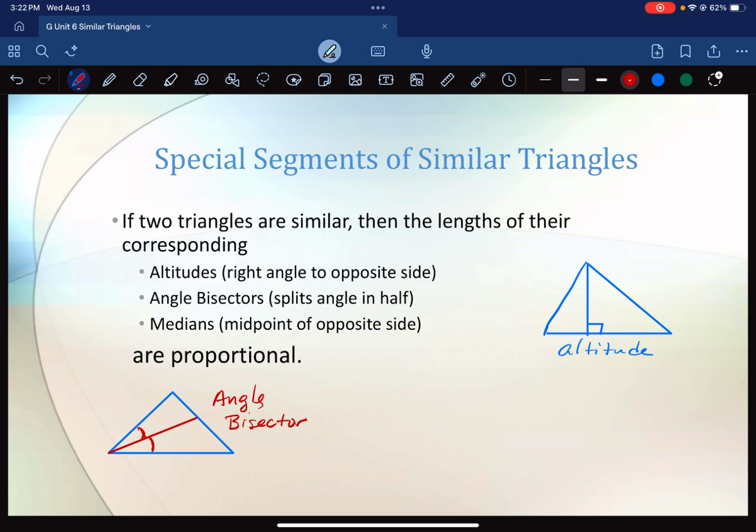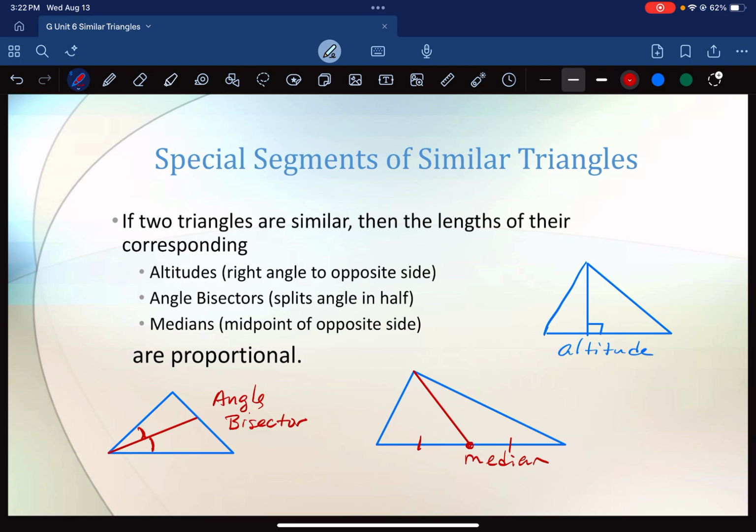And then a median goes to the middle or the midpoint of the opposite side. So a median would do this. It wasn't very straight, was it? That's not very good either. That's pretty good right there. Okay. So this point right here would be the midpoint of the side, meaning these two segments are congruent. So this is a median. All right?